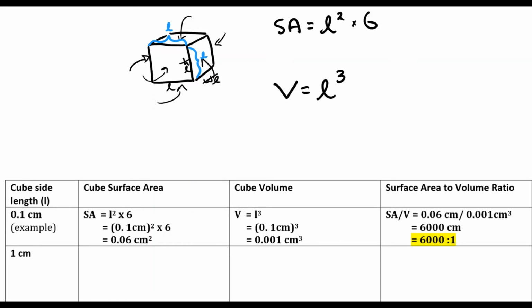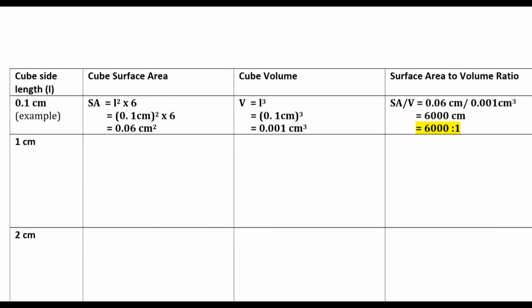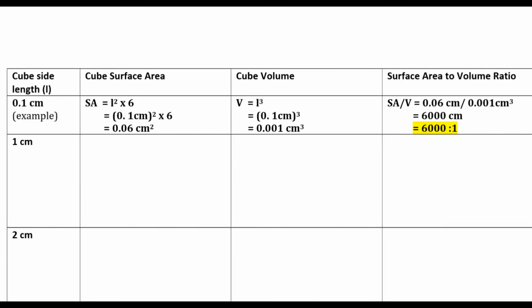So what we're going to do is calculate the surface area for 3 different size cubes, calculate the volume for 3 different size cubes, and then we're going to take the ratios of them, and we're going to see which one has the greatest surface area to volume ratio. So we've laid out an example here of what's going on.